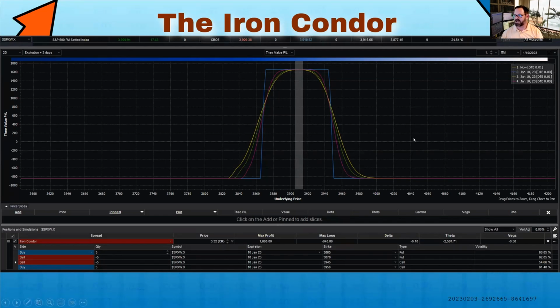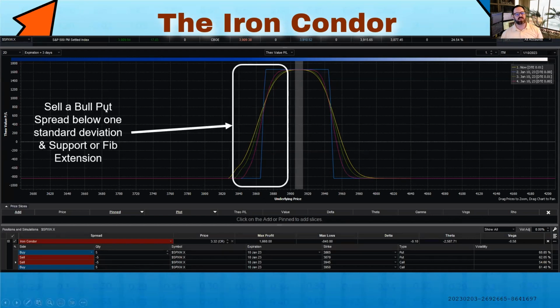And 0 days till expiration, you take credit spreads on the day. Yes, you can. I'll get a little bit more into that. Let me continue on here because we're running out of time too. Anyway, you're looking at selling a bull put spread below either 1 standard deviation or below a support level.